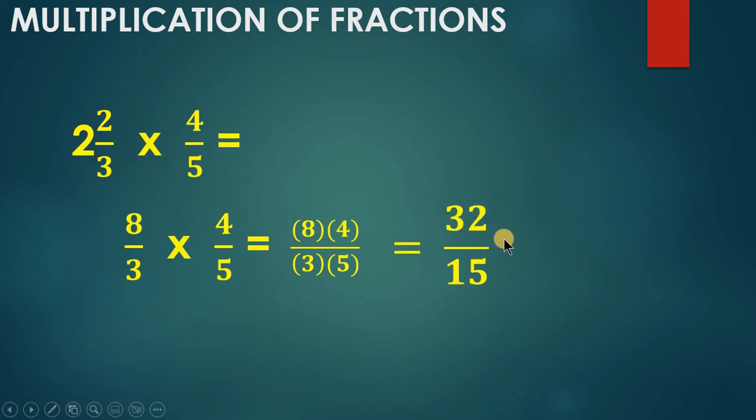Okay, kung mapapansin nyo rin yung ating product dito ay wala nang greatest common factor kasi nga wala tayong pwedeng pan-divide sa 32 na pwede sa 15. And since improper fraction ang ating fraction, so gawin na lang natin siyang mixed number or mixed fraction.